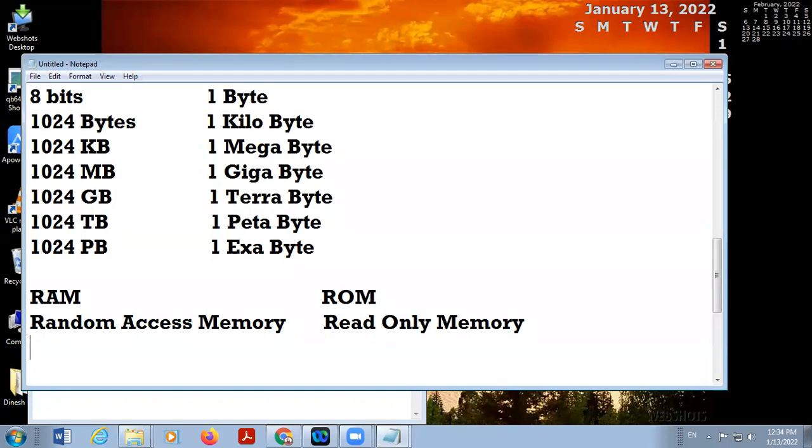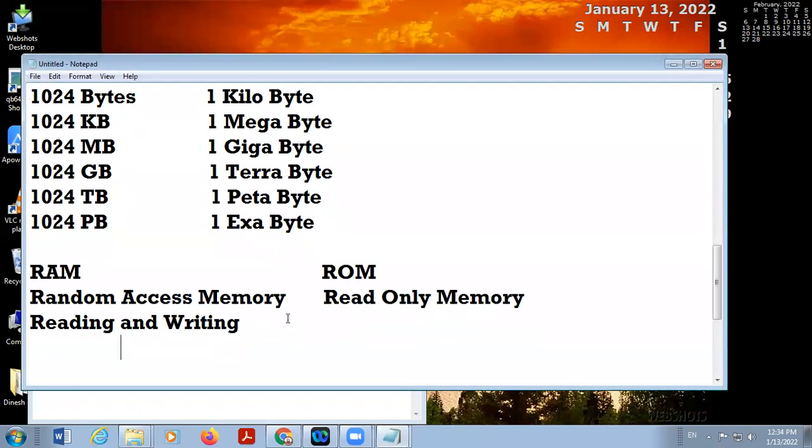Okay. Second one. In RAM, we can do reading and writing, both things. But in the case of ROM, we can only read. Clear? Then the second one is, the size of RAM is large. It means we can store data in TB or EB. But in the case of ROM, size is very small. Clear? Because it contains only BIOS, nothing else.